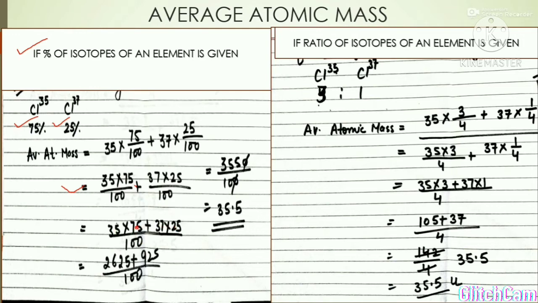Then after their multiplication we get 2625 plus 925 by 100. When we add this, it is 3550 by 100. Then the 0s cancel, and when we divide, it is 35.5. And atomic mass is measured in unified mass, so it will be written as U.